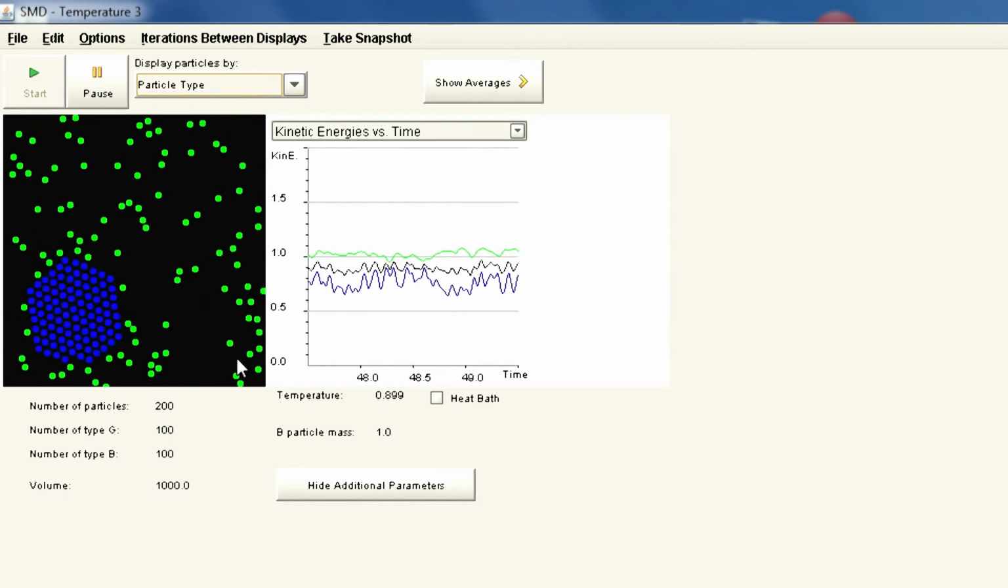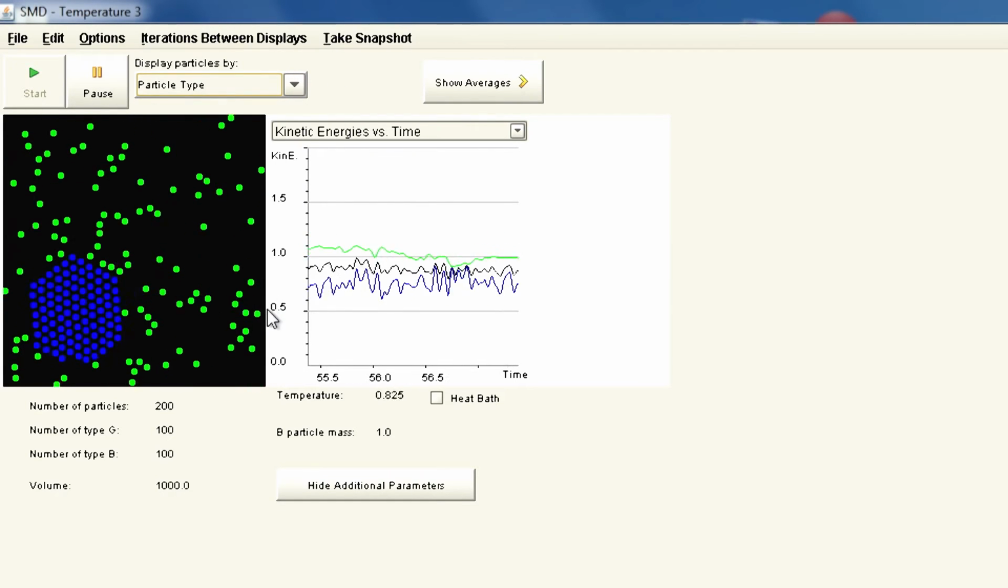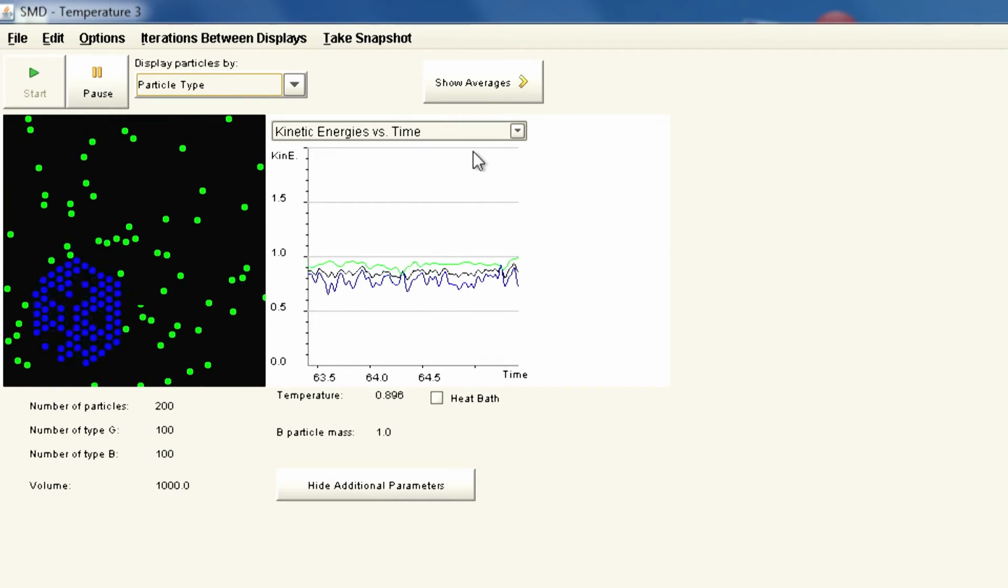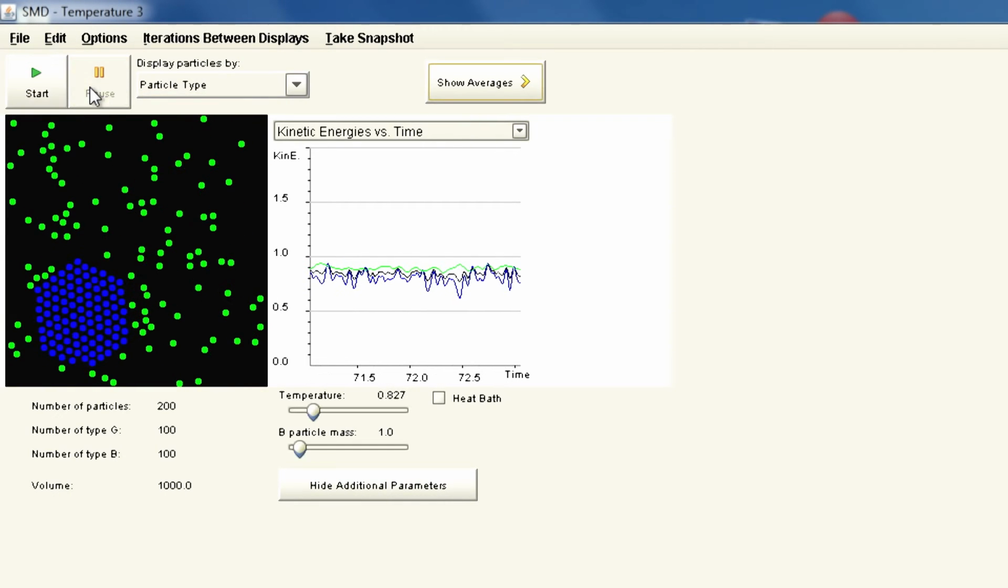If you look at all these particles, let me stop here for 1 minute, so that you can see the initial positions. Now, at this point all three lines, which are the total kinetic energy line and the blue and green lines, are almost at the same place. That means the system has gone into equilibrium, and if you look, the blue particles are in a crystalline phase, let us say solid phase, and the green ones are in the gaseous phase.